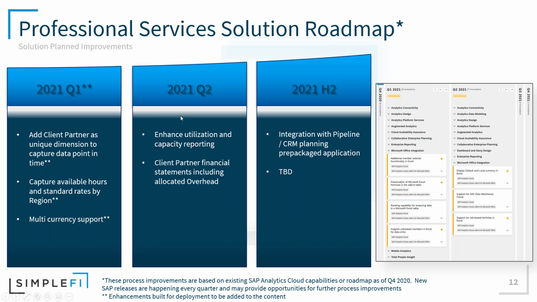Some of the other planned enhancements are enhancing our utilization and capacity reporting. I'll show you some examples of what we have today, and we want to continue to enhance that. Then client partner financial statements. Within this model, you get profitability by project and by client partner, but we also want to allocate overhead expenses shared within specific practices and across different practices, so that you can have a full view of profitability. So that's part of our planned updates. And then, from an implementation perspective, we're integrating our professional service plan with our pipeline and CRM plan, but want those enhancements to be back in our prepackaged content. So that's another planned enhancement for second half of 2021.